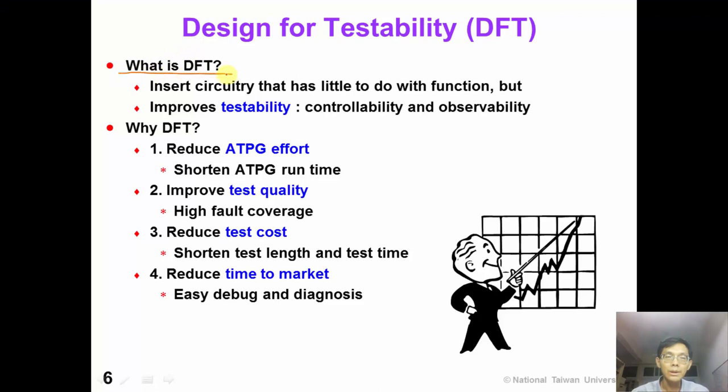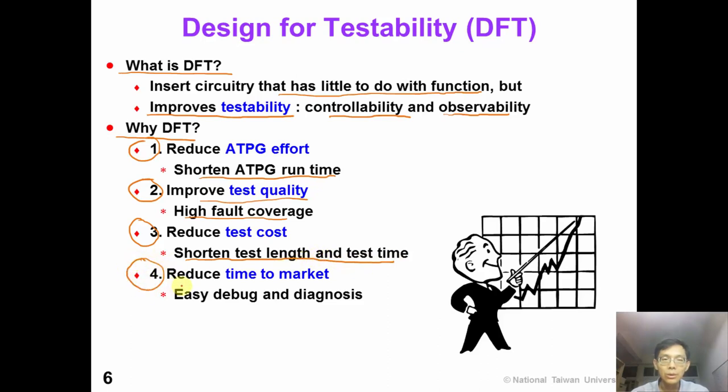So, what is DFT? DFT means that we insert circuitry that has little to do with the functionality, but DFT improves the testability of the circuit, including controllability and observability. So why do we need DFT? The number one reason is to reduce ATPG effort so that ATPG runtime is shortened. Second reason is to improve the test quality. With DFT, we can improve the fault coverage. The third reason is to reduce the test cost. With DFT, we can shorten test length and the test time. Lastly, with DFT, we can reduce time to market. Circuits with DFT are easier to debug and diagnose.